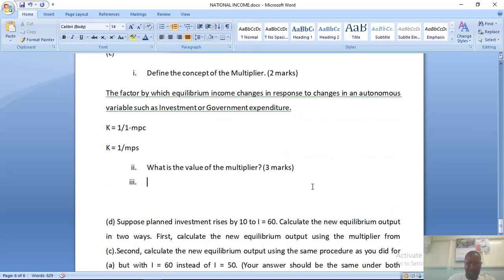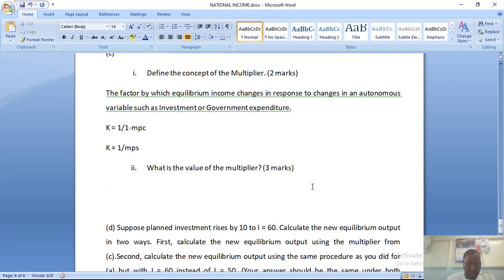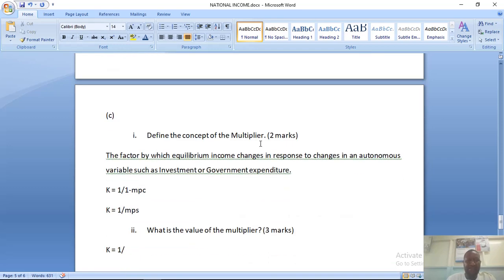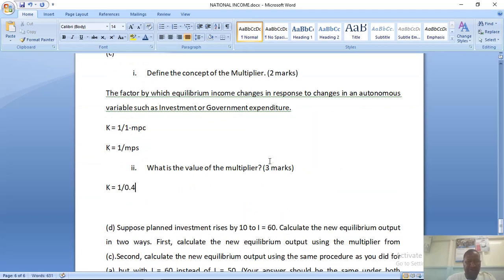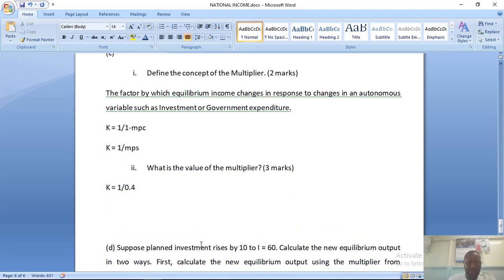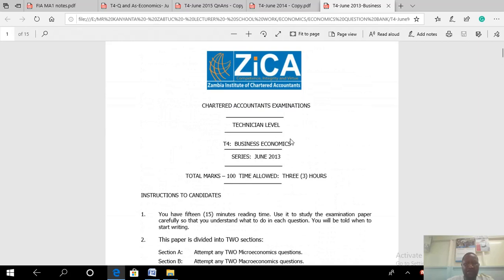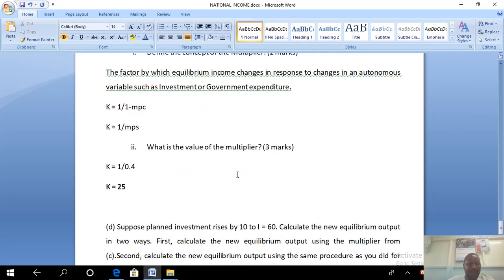The next question says, what's the value of the multiplier? So the value of the multiplier, you will say K equals 1 divided by the value of MPS. The value of MPS is already calculated here, which was just 1 minus the value of MPC. So the value of MPS is 0.4. 1 divided by 0.4, the multiplier here will be equal to 2.5. You can get this question from the question paper if you have T4 Business Economics for 2013 June. That's where this question was examined. So the multiplier is 2.5.